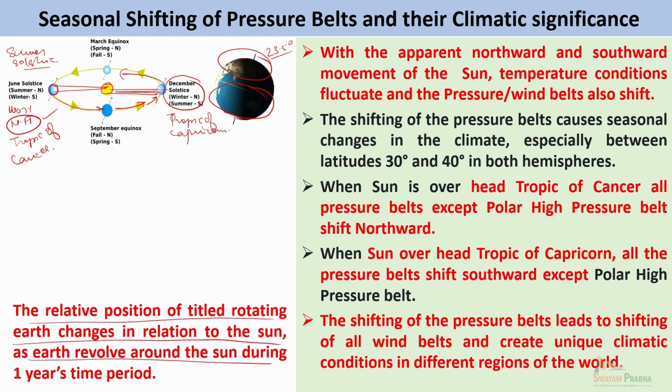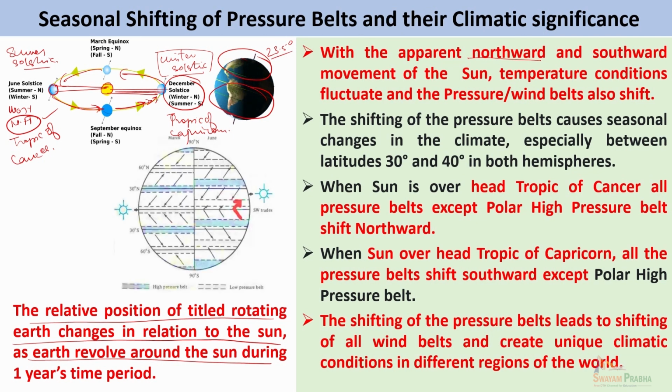So as the Earth continues to revolve around the Sun, the summer solstice and winter solstice mark the apparent movement of the Sun towards the northern hemisphere and southern hemisphere respectively. Why do we use the term apparent northward movement of the Sun? Because actually the Sun is not moving. It is the Earth which is revolving around the Sun, and it is the position of Earth which is shifting.